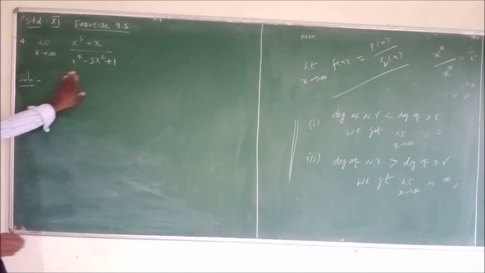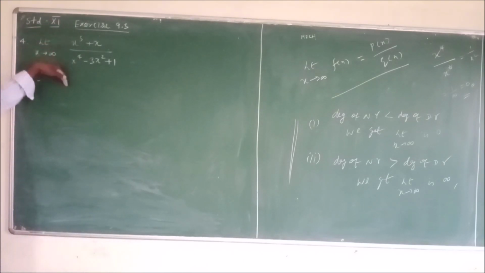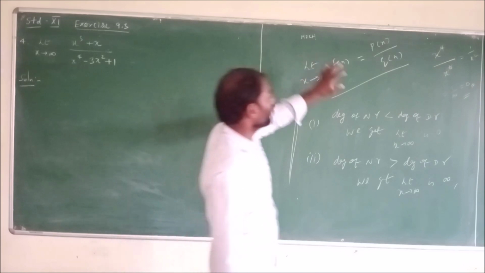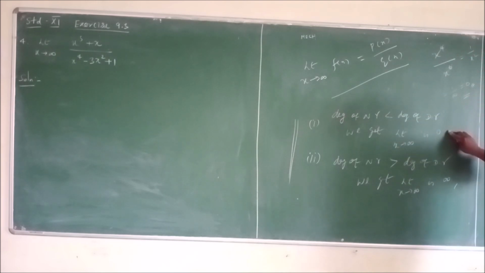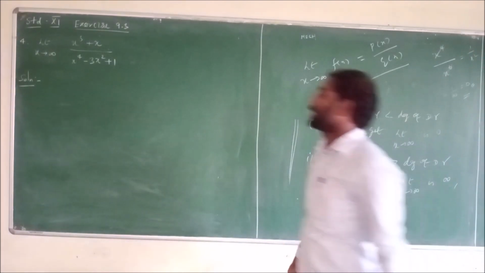First we have to check the degree of numerator and degree of denominator. The degree of numerator is x cube, and the degree of denominator is x power 4. So applying the condition, the degree of numerator is less than the degree of denominator, then the limit value is 0. So how to find 0?